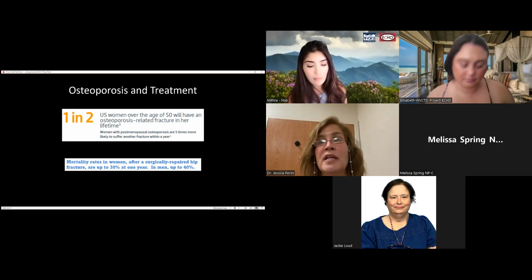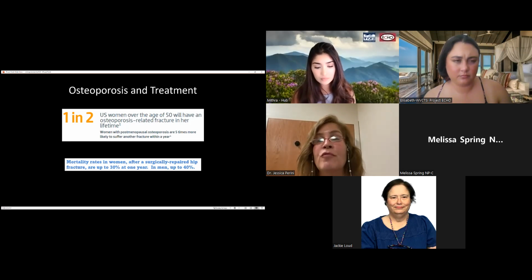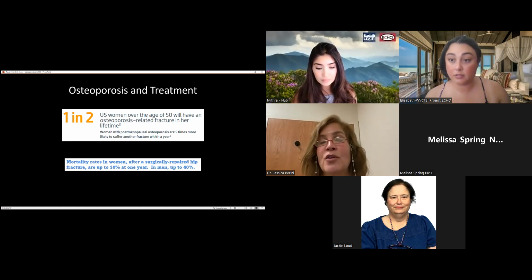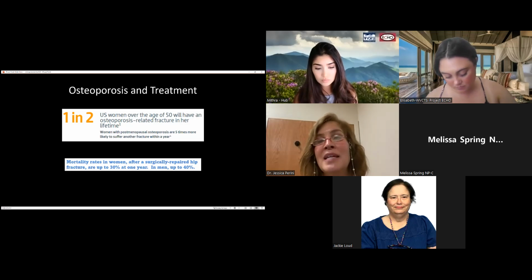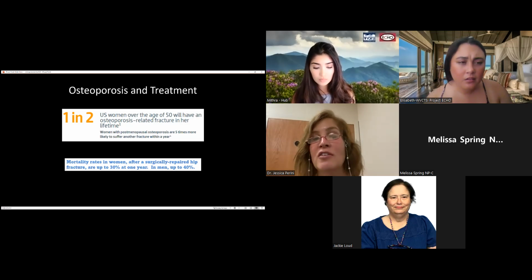Okay, so why do we need to treat? Osteoporosis is common and fractures are a consequence of it. 1 in 2 women in this country who are over the age of 50 will have an osteoporosis related fracture in her lifetime. That is huge. Okay, so if you break one thing, you're even more likely to break another thing that year. So if you can help people strengthen up their bones, this statistic can change over time. Also, once somebody has a fractured hip from osteoporosis, they are more likely to die in the next year, up to 30% mortality within the year after a repaired hip fracture.